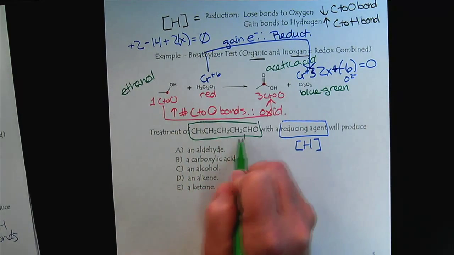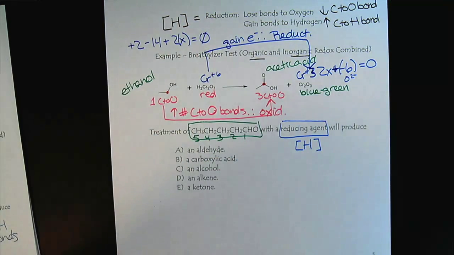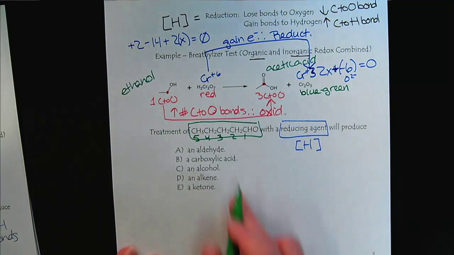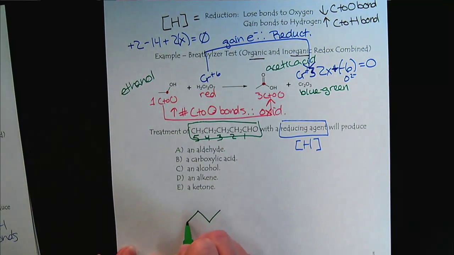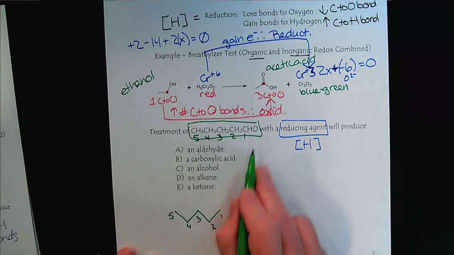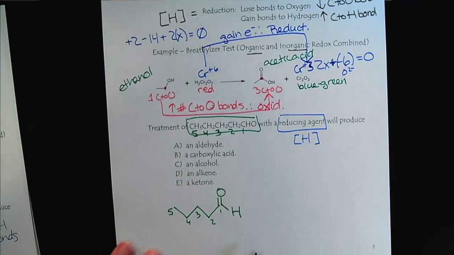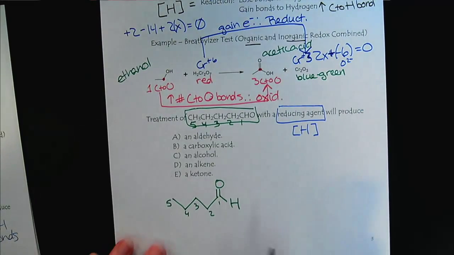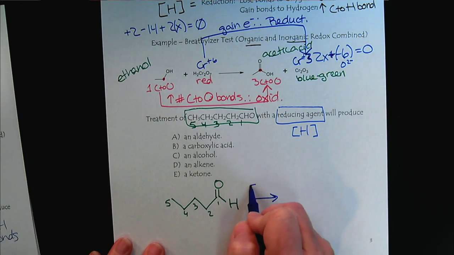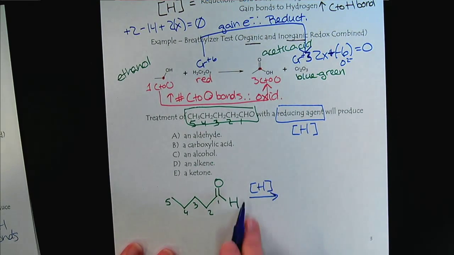So we look at the carbon chain, and I recommend never doing anything in condensed formula. Write it out. So if we write this out, we see we have a 5-carbon chain. And off this first carbon, CHO, you should be recognizing this as the aldehyde functional group. So now, if we're going to put this aldehyde functional group into a reducing environment, it's going to gain hydrogens, right, where we have the oxygen.